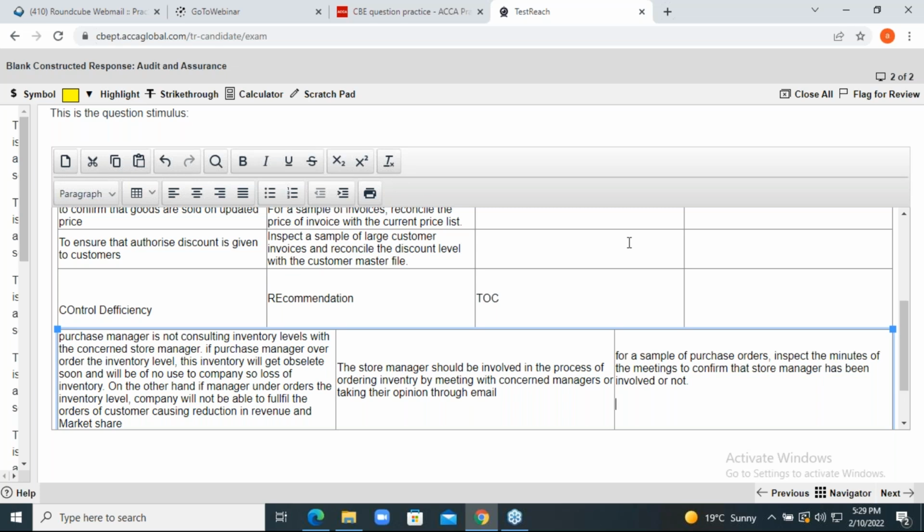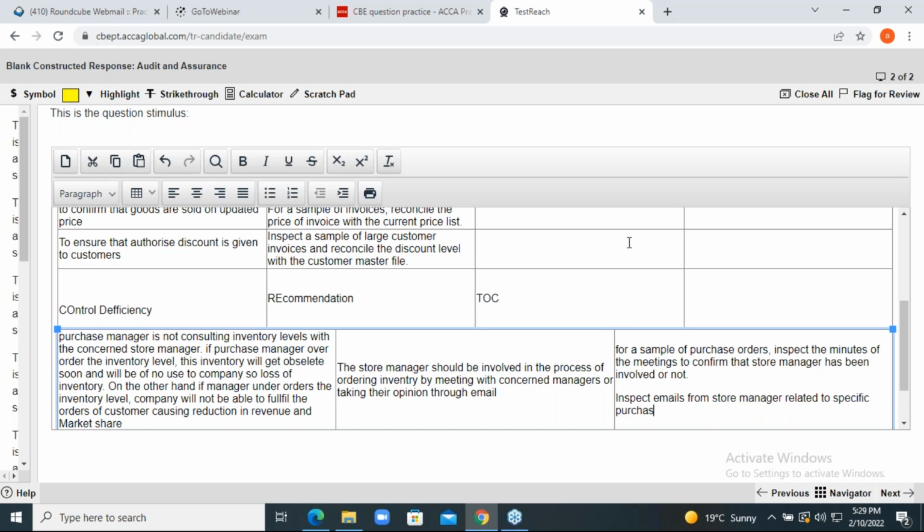Otherwise, you can also inspect emails from the store manager related to specific purchase orders to confirm his involvement.